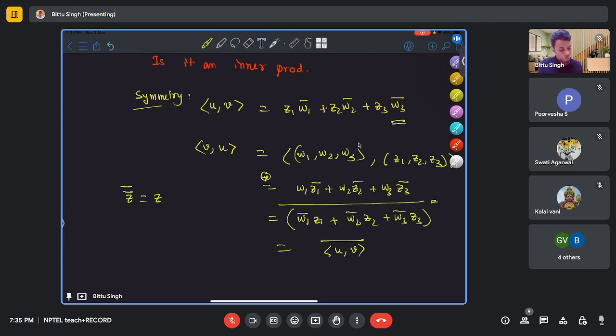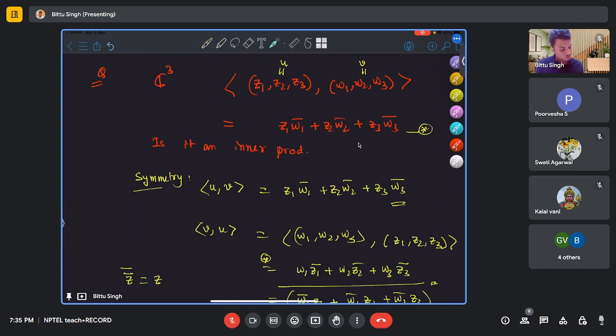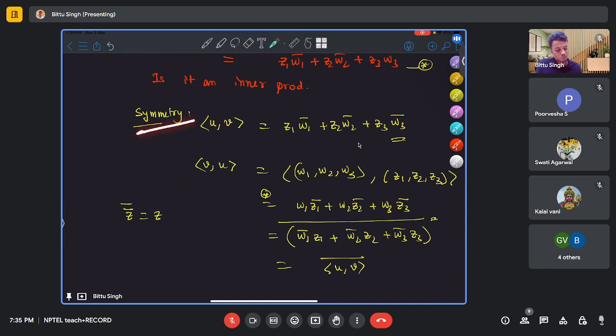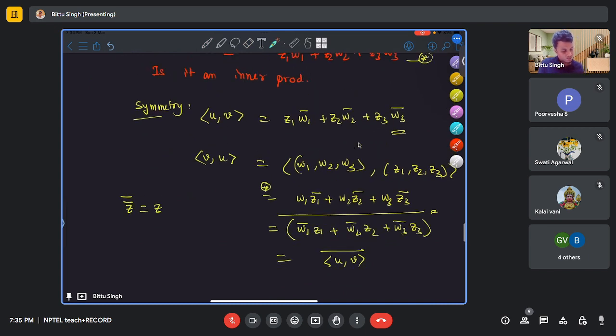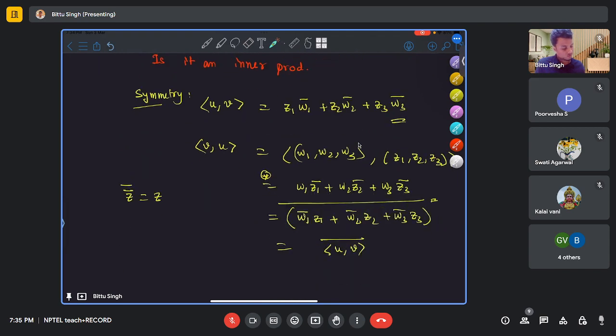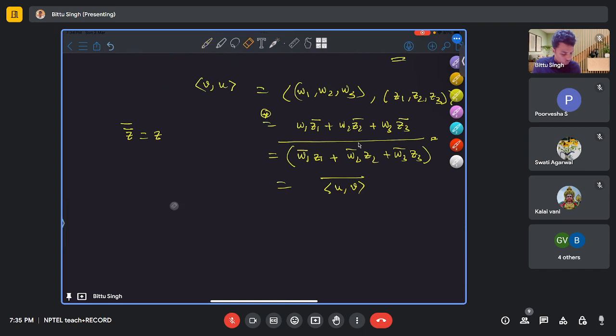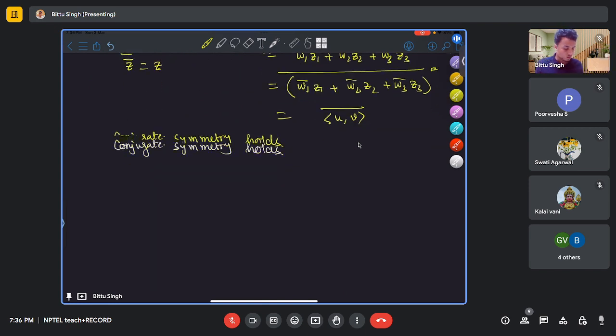So now, in the modified version, instead of multiplication, we are taking a conjugation of the second thing. For this version, conjugate symmetry holds. Symmetry is always short for conjugate symmetry in this case, because it is not actually symmetric, but there is symmetry and we are taking the conjugation of that thing. So this property holds here.